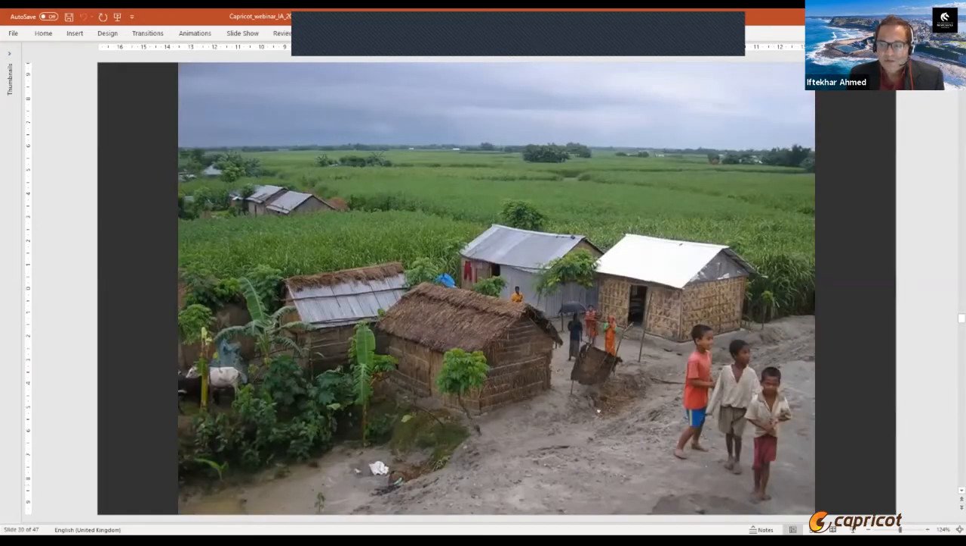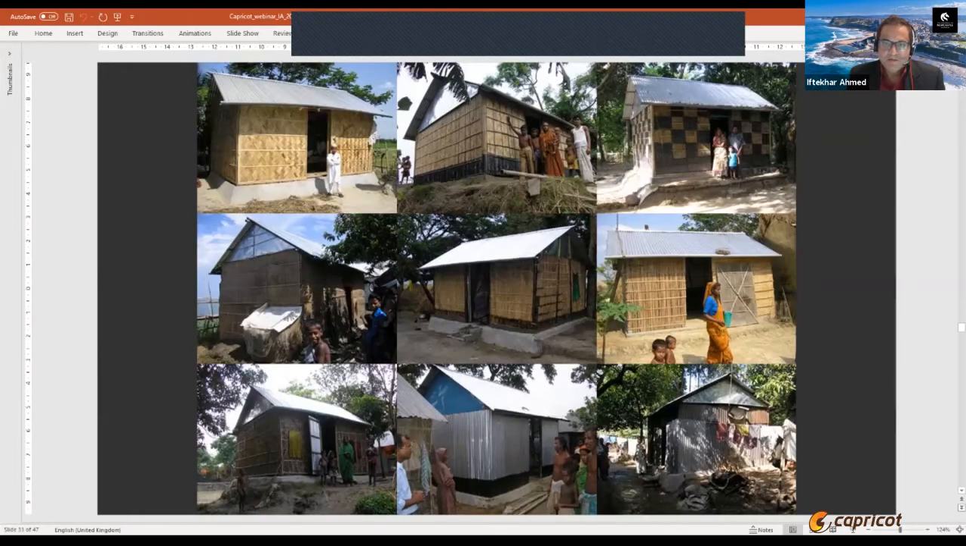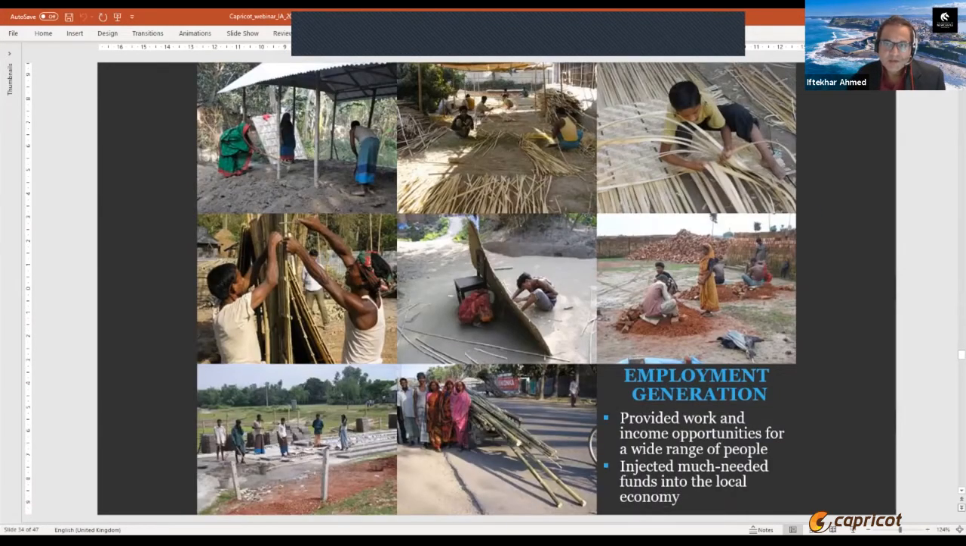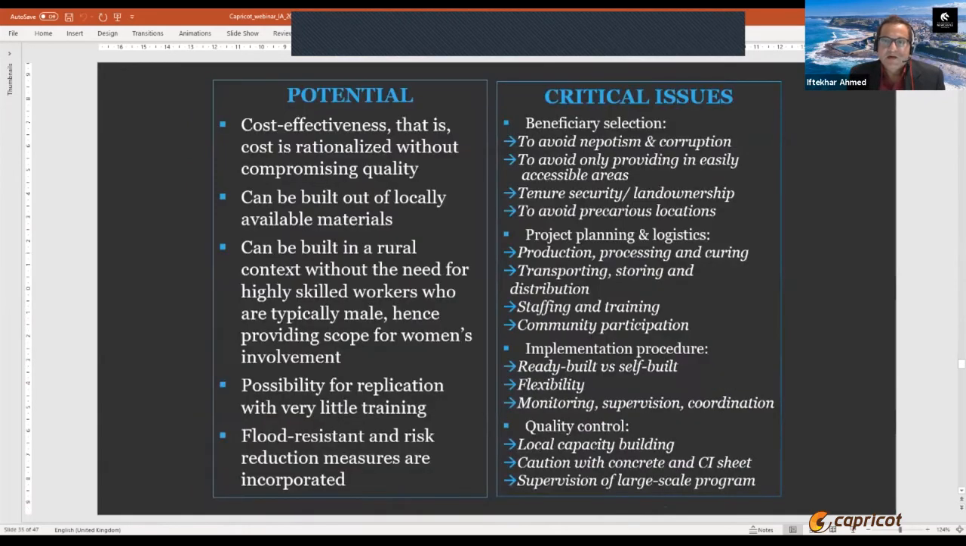So a bit more durable, it's not a permanent house in that sense. Different kinds of houses were built in different areas, so I won't go into great detail. There were problems also with this project, and there are critical issues with beneficiary selection, and there were all kinds of quality control issues also.